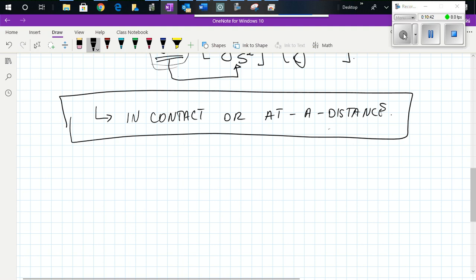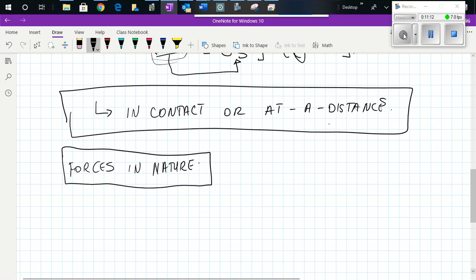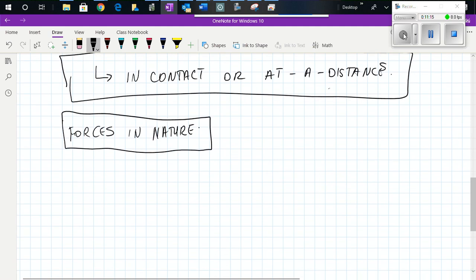Okay, now let's take a look at what forces we are discussing in Physics 20. What are the forces? Forces in general in nature, but with the focus of the physics in nature. So the very first force that we will talk about is known as the force of gravity.